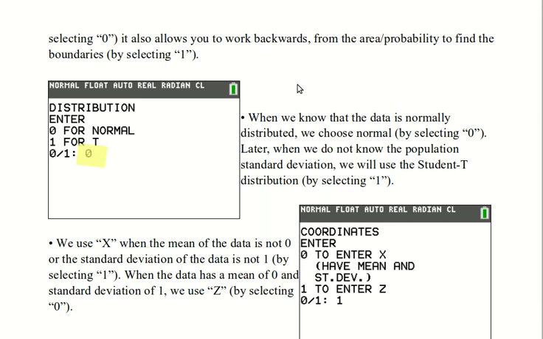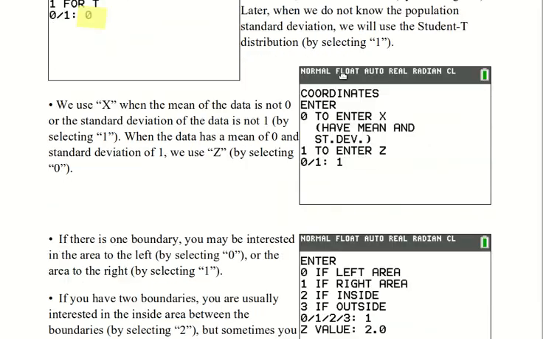And then we're going to enter 0 again, because in this case the data is normally distributed. When we have a student t distribution, we'll select 1. We have z values, so we will enter 1. X values are actual data that have a mean and a standard deviation that is different from 0 and 1.